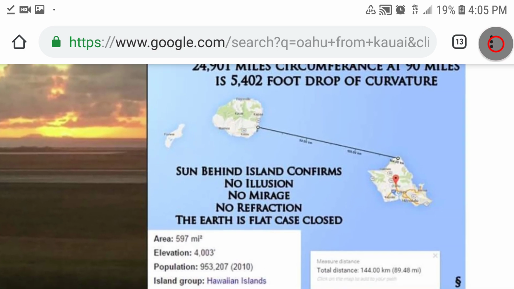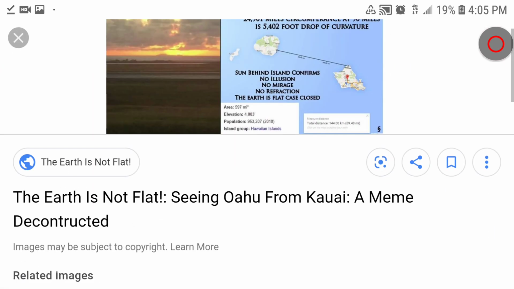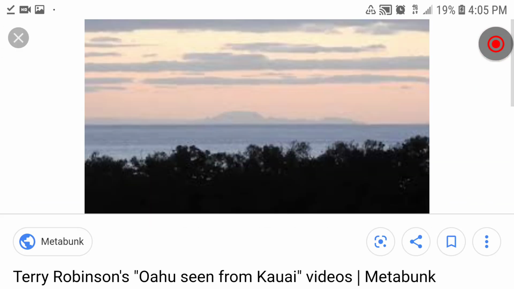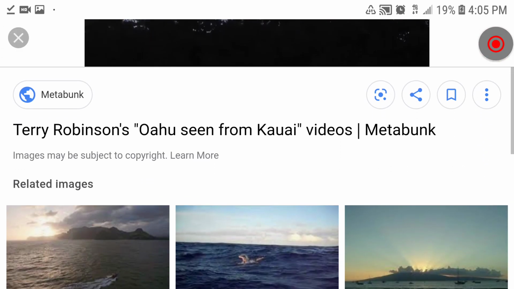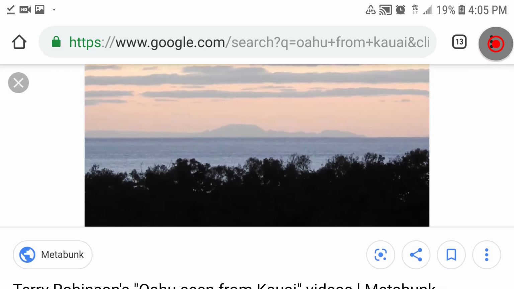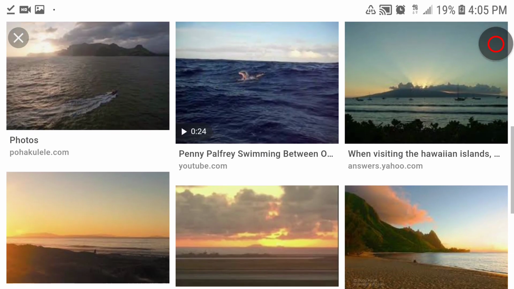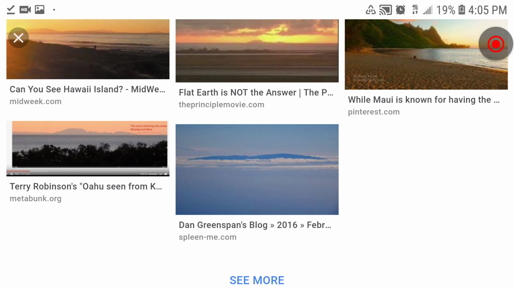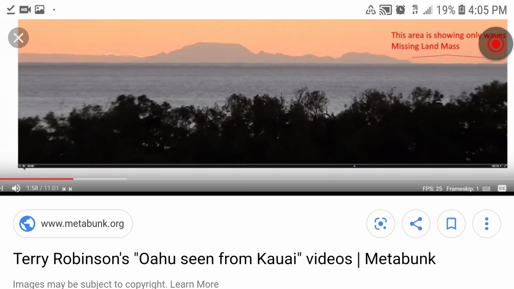But no, we got better ones than that. I should have used a telescope. But we would never see it. That's the point, remember? Seen from Kauai, videos. We would never see the video. The island. That's the entire island. And there are better pictures, and more people are doing it now since I looked years ago. Look at that.